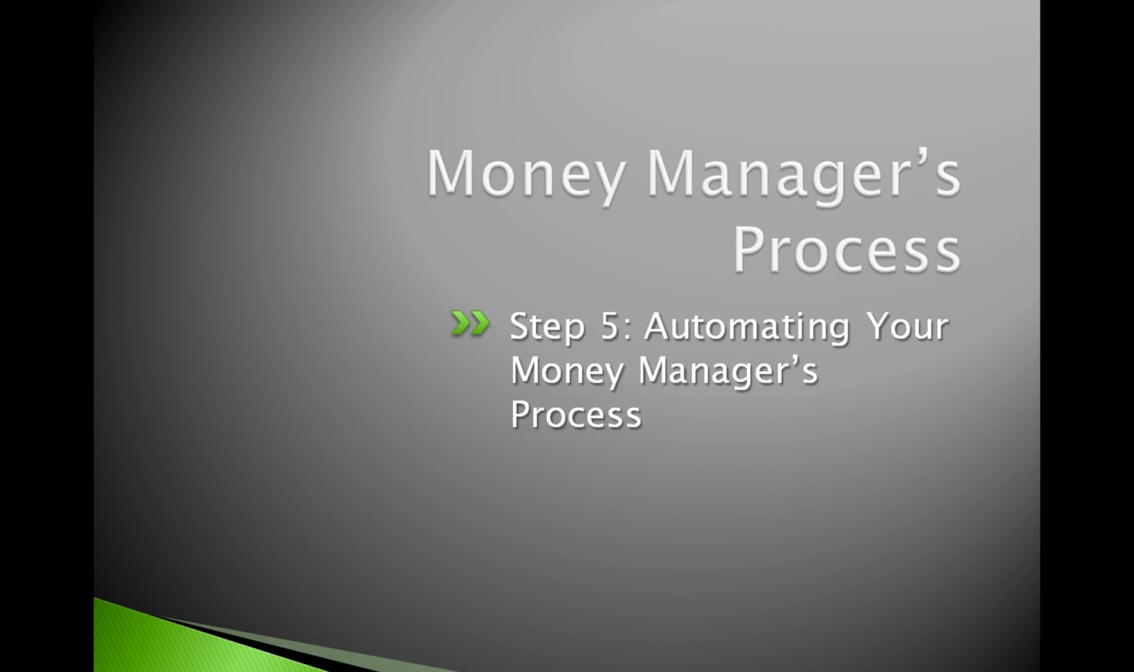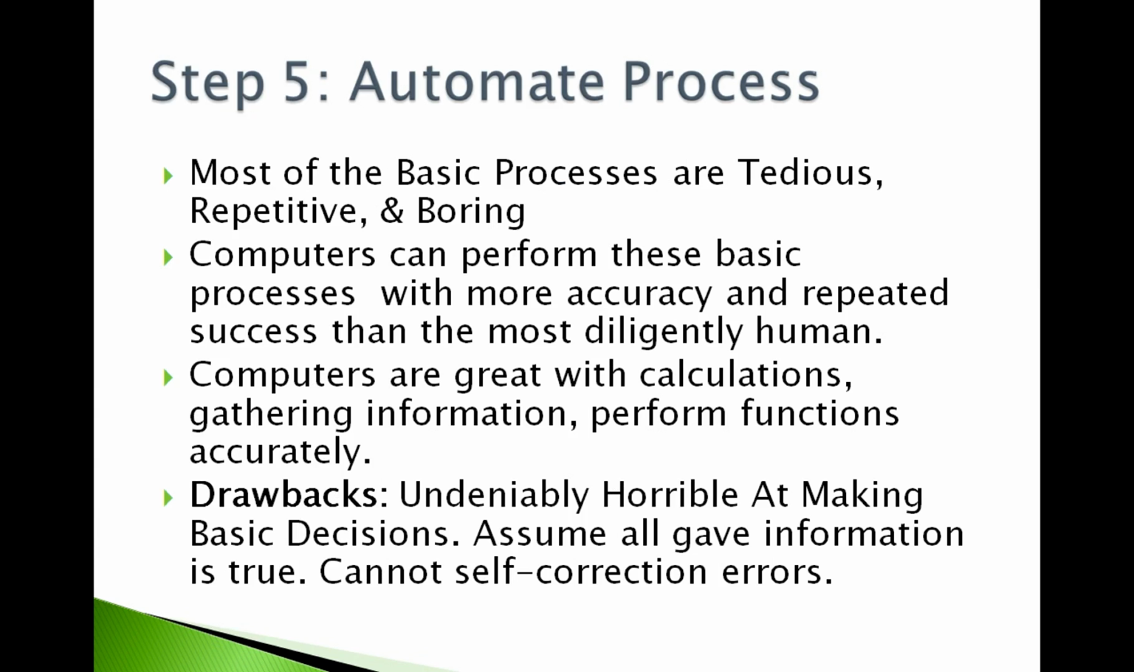So what we're going to do here is talk about step 5, automating your money manager's process. Before we do that, you guys have probably heard me use the terms autonomy, automation, automating a process about 5 or 6 times at this point. And one of the main things that goes into automation is understanding why we do it.